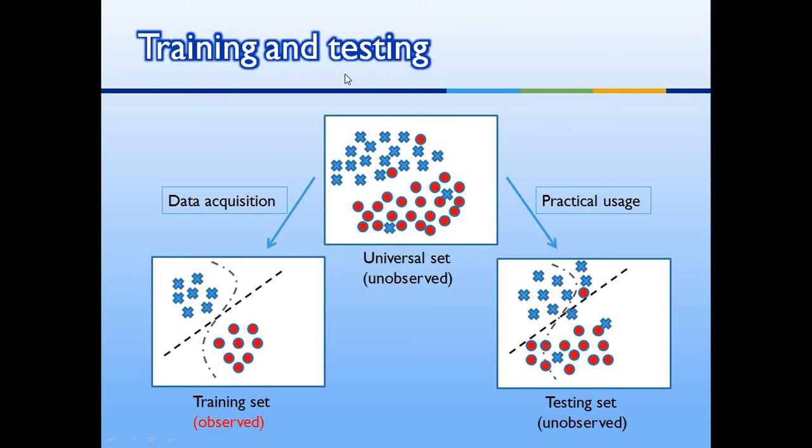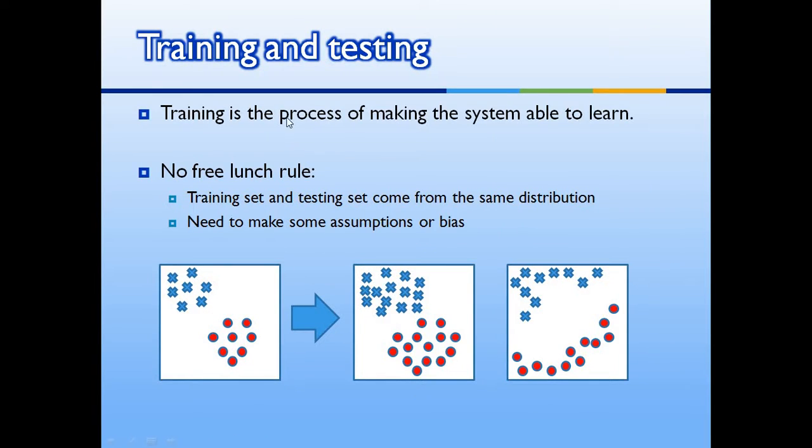Now, training and testing: firstly you go for data acquisition, and in data acquisition the system gets trained. That means the system gets trained, and after it gets trained we can test it. Training is a process of making the system able to learn. Now there is the no free lunch rule which prevails in this. Training set and testing set come from the same distribution. We need to make some assumption or bias.